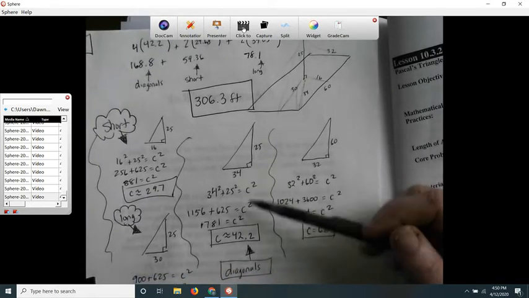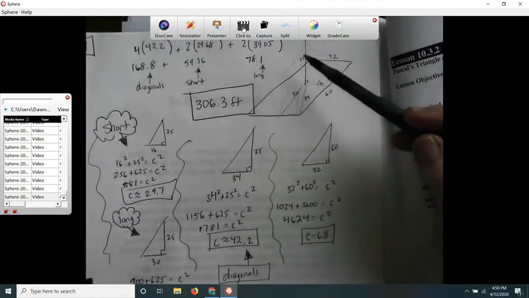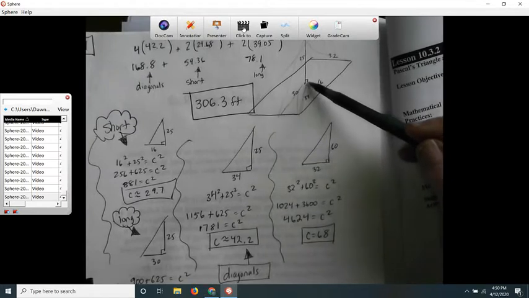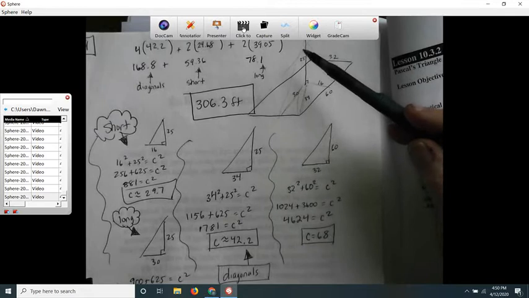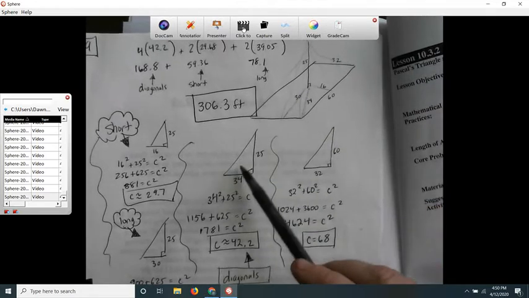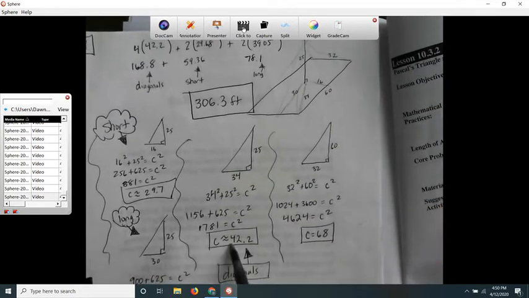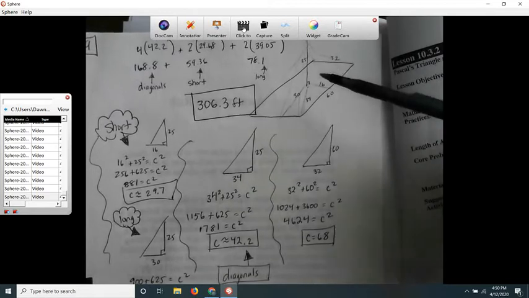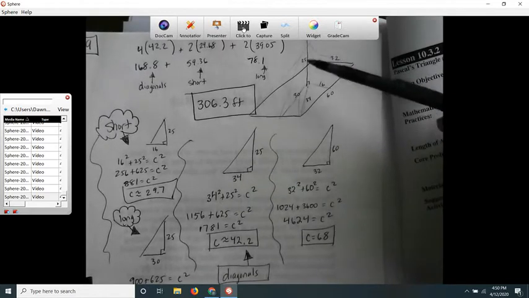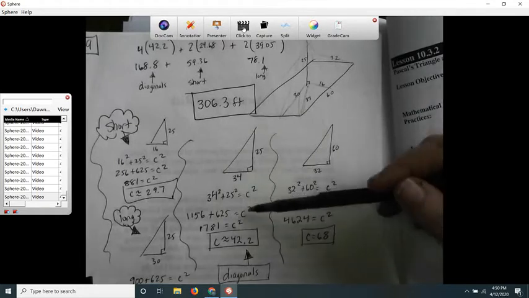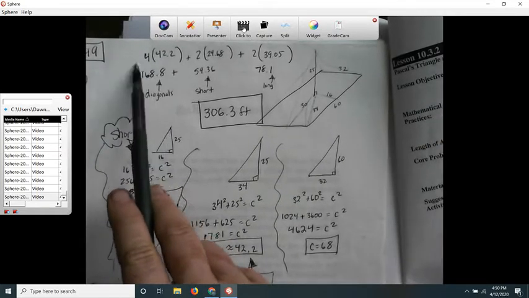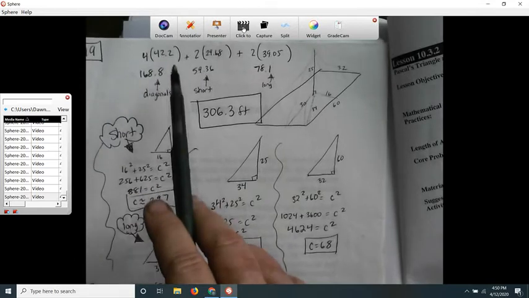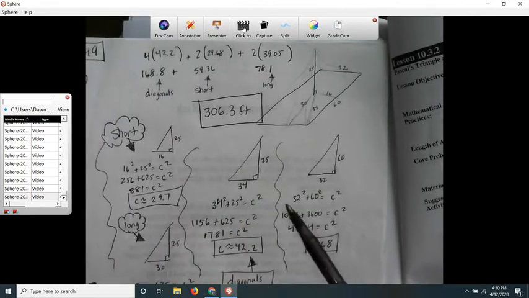This is for my diagonals, the wires that are going to the corners. From there to there is 34, and then the up part is 25. So I did the Pythagorean theorem, and I got that the wire that comes from the top down to the corner is going to be 42.2. I stuck that in here, and I'll multiply it by 4 later.